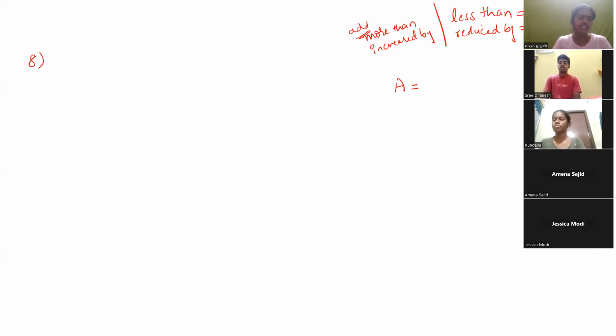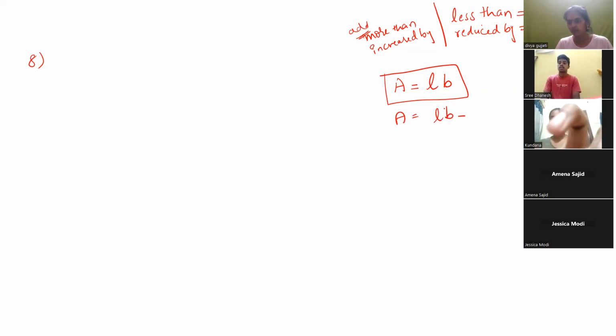So they are saying area is reduced by 80 square units if the length is reduced by 5 units and breadth is increased by 2 units. Initially, area is length into breadth, beta. You know area of a rectangle. Area of a rectangle is length into breadth. Now they are saying that the area is reduced by 80 square units.